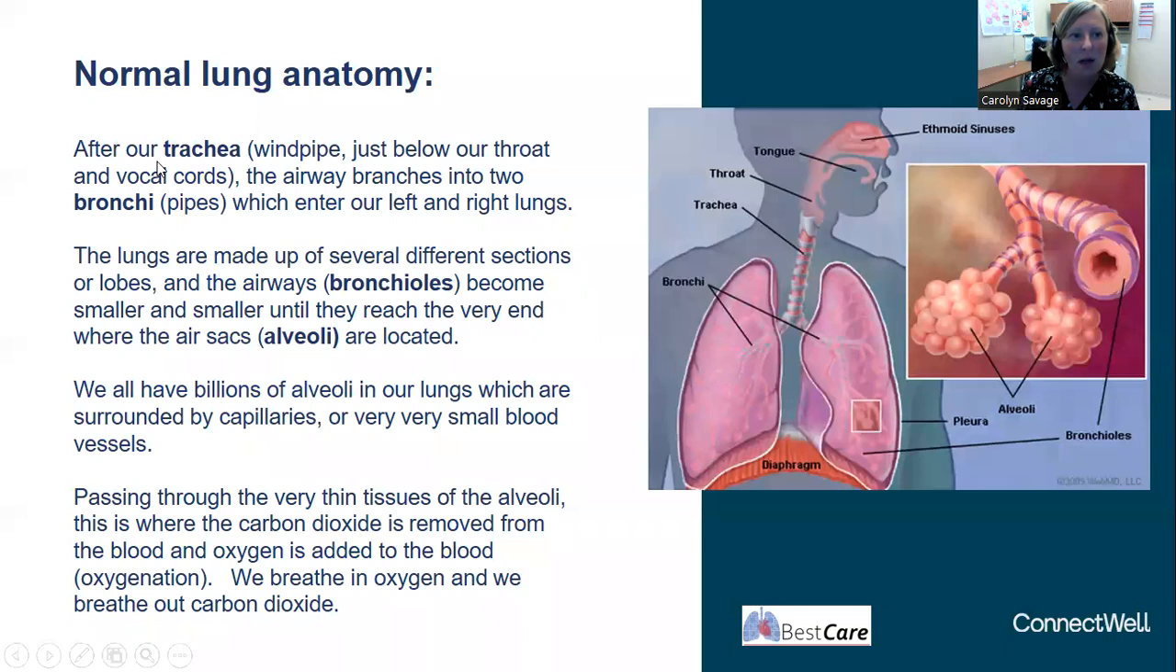So when we think of normal lung anatomy, beginning at our mouth and nose to our throat is considered the upper airway. At our trachea or windpipe, the airway goes between our vocal cords and branches into two bronchi to enter the left and right lung fields. The lungs are made up of several different sections of lobes, and the airways become smaller and smaller as they go deeper into the lungs, ending at air sacs called alveoli.